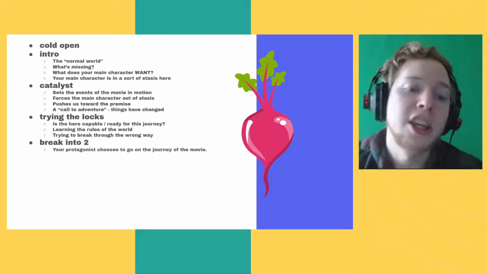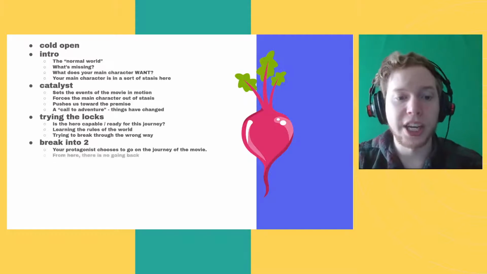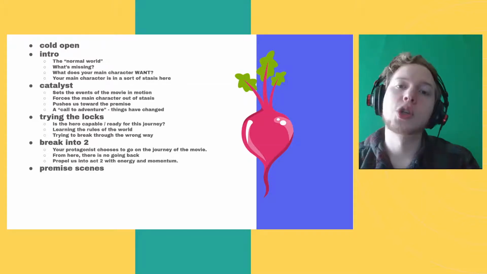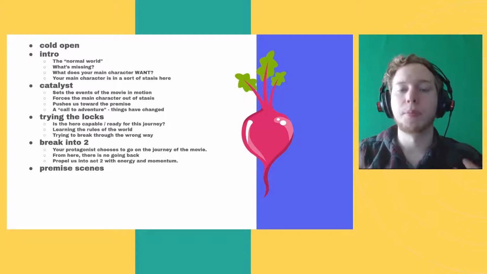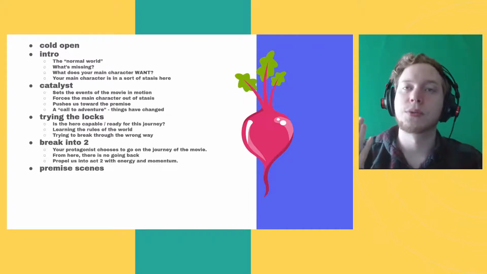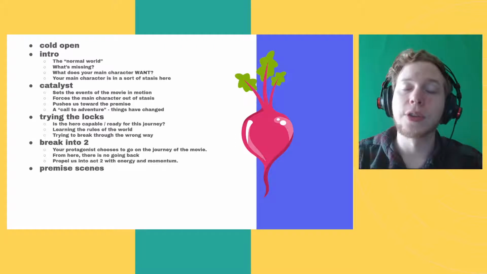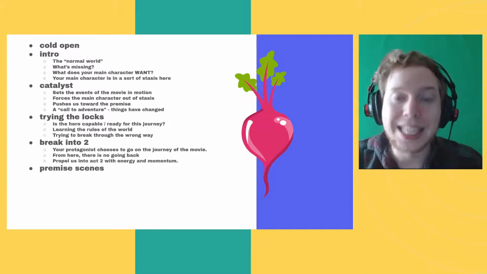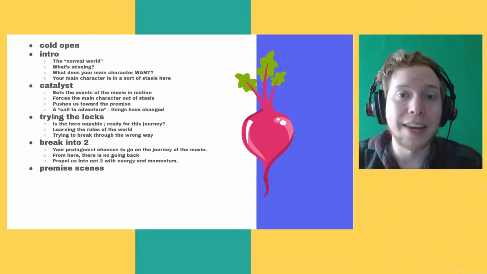Break into 2. Your protagonist chooses to go on the journey of this show or movie. From here, there's no going back, and you want to make sure that you're moving us into Act 2 with energy and momentum. And remember, there's going to be a commercial break here, and it's really essential that we give the audience something that they must return from after the break. That they would feel silly if they missed it, because they're like, I have to see how that plays out.